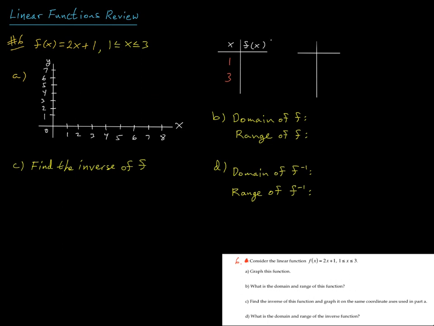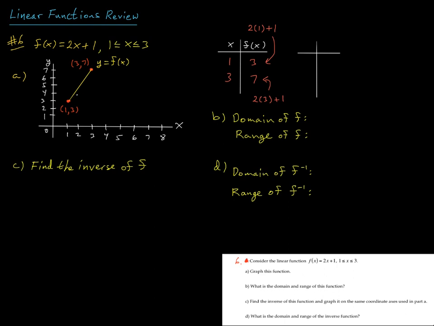All right, so let's go ahead and find the corresponding y value outputs here. So if I input x equals 1, I'm going to get 2 times 1 plus 1, and that's just 2 and 1 is 3. And if I input 3 for x, I'll get 2 times 3 plus 1, and that's 6 and 1 is 7. Okay, so I'm going to just plot these 2 points and draw the line segment between them. And I get this picture right here.